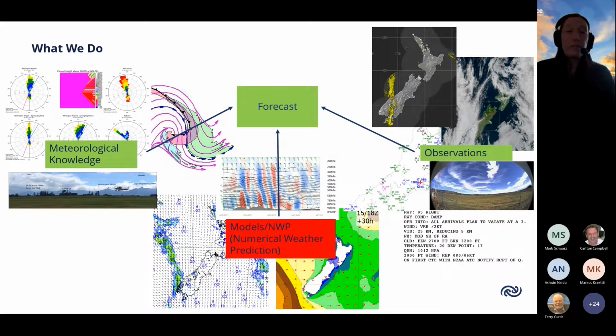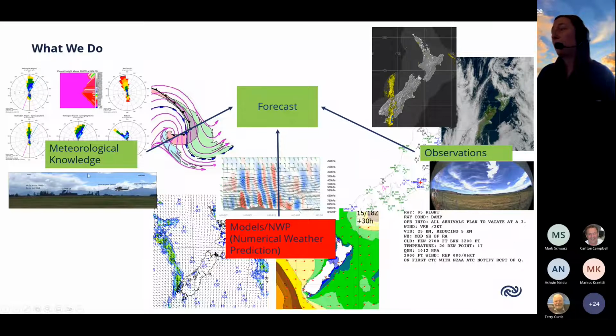So what is it that we do? We write forecasts, and that forecast is sort of made with 3 main components. That is our observations, our met knowledge as forecasters, and models. So our observations are things like the radar network, satellite imagery, our weather station network, webcams, also things like ATISs and AMDARs are really valuable to us.